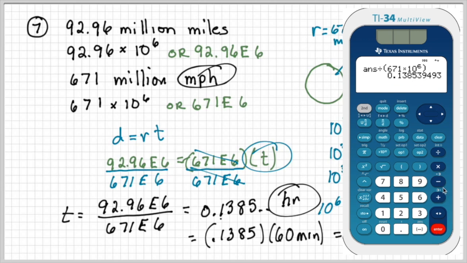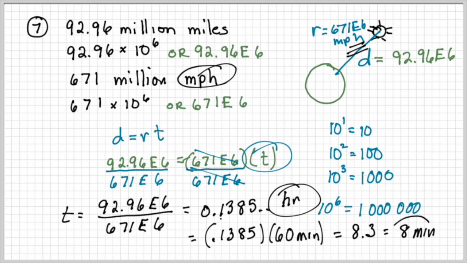So we're going to take the answer on our calculator. We'll say, hey, take that times 60 to convert that hours into minutes, giving us about 8.3 minutes, or to the whole minute, we'll just write 8 minutes. So it takes sunlight 8 minutes to go from the Sun to Earth.